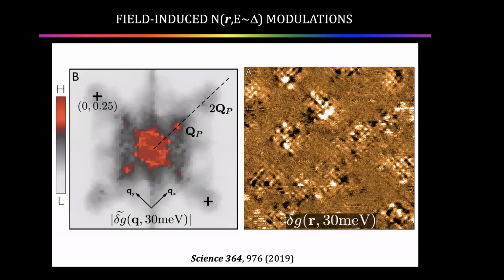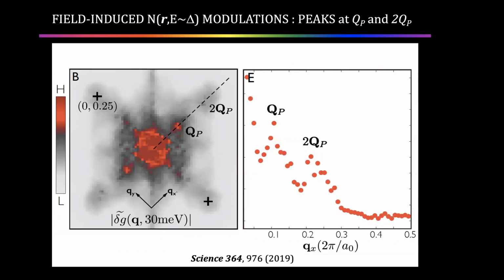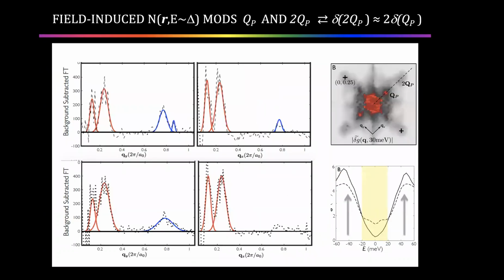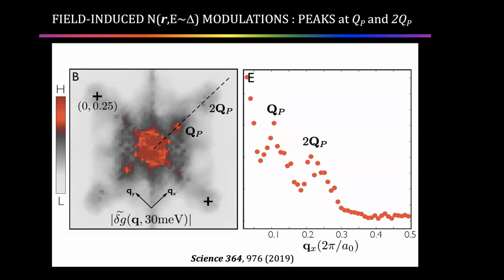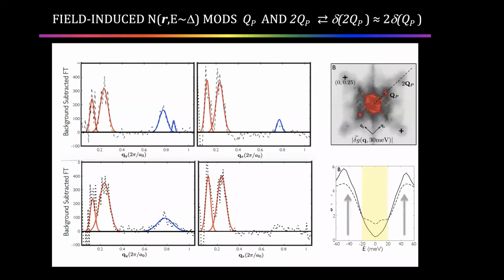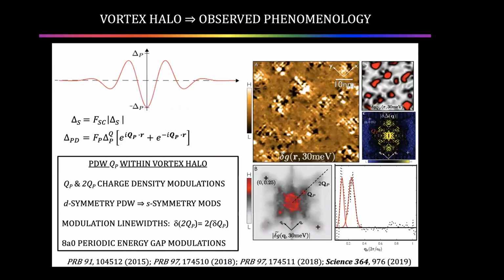If you take the Fourier transform of these images, you find that they have two peaks going in the 1-0 direction, two peaks going in the 0-1 direction. And the ratio of the two vectors within our error bars is 2. And in fact, we can repeat this experiment 4 times and for dozens of vortices. There's many vortices in the field of view. So when we do all that, we find that the line width of the 2Q peak is twice the line width of the 1Q peak shown here.